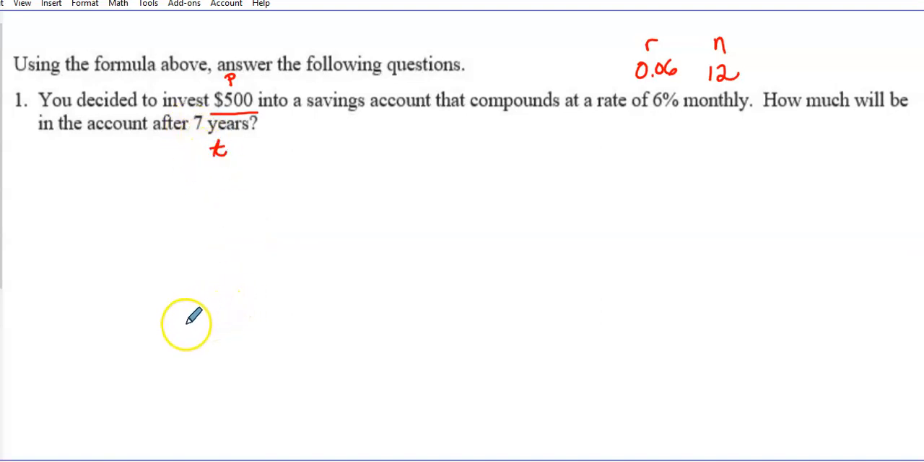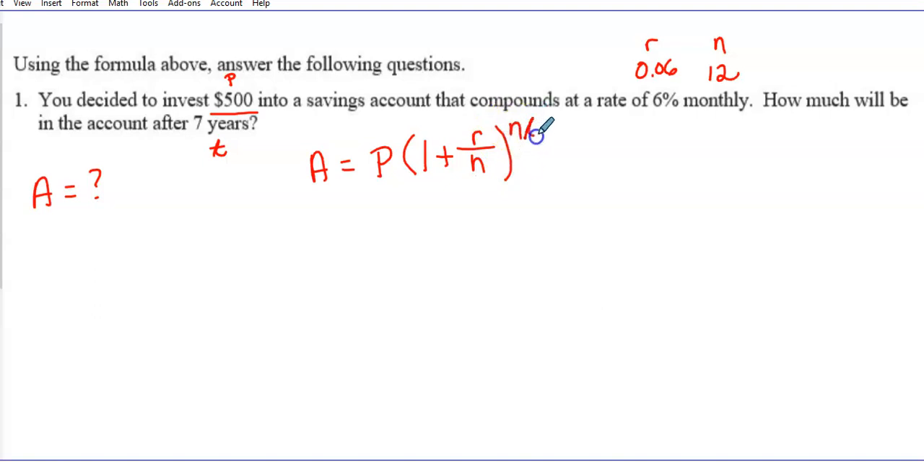Okay, so what are we missing? The variable that we're missing is the A. So we set this up. A equals P, and I'm only going to write this one time. P times 1 plus, and remember your R goes here, your N goes here, and then out here the exponent is N times time.